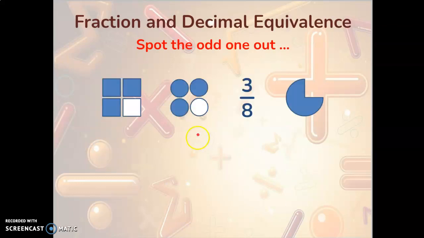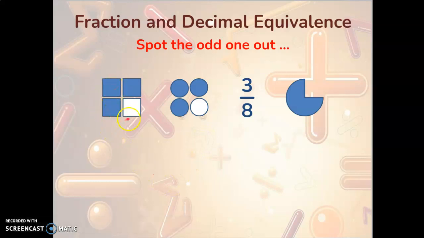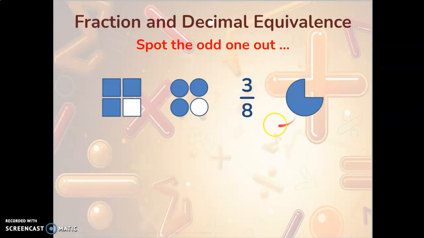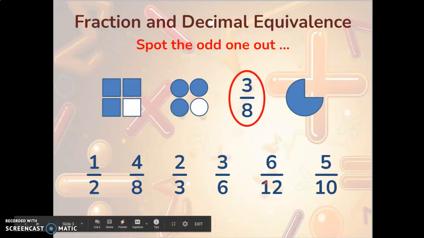So if you look at this, what's going to be the odd one out? If you look here, you have 3 out of 4 shaded, so that would be 3/4. Right here you have 3 out of 4 shaded, which would be 3/4. And then 3 out of 4 pieces are shaded here, which would be 3/4. Well, this is 3/8, so that one is our odd one out. What about this one? Let's look at this.